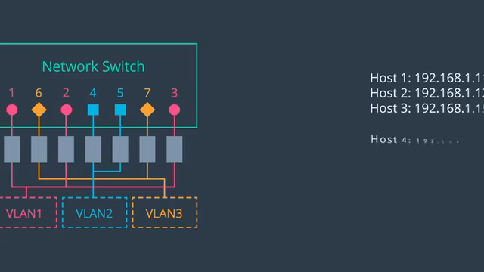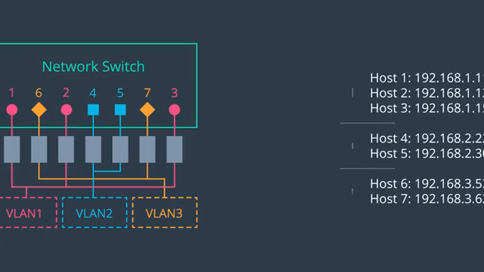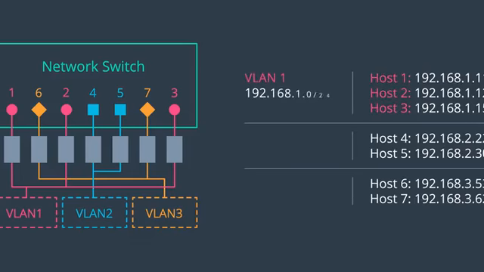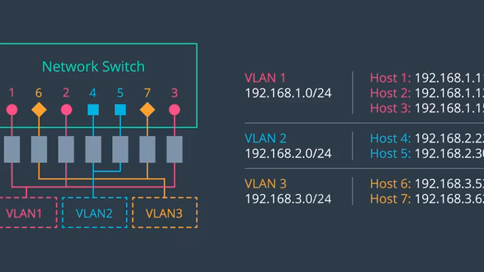Here, we have 7 hosts connected to the switch. We virtualize the switch segments such that hosts 1 through 3 are on VLAN 1, hosts 4 and 5 are on VLAN 2, and hosts 6 and 7 are on VLAN 3. Each of these VLANs is its own subnet, with its own broadcast domain, even though they are all sharing a single physical switch. The switch accomplishes this logical segmentation by associating each of its ports with the appropriate VLAN.